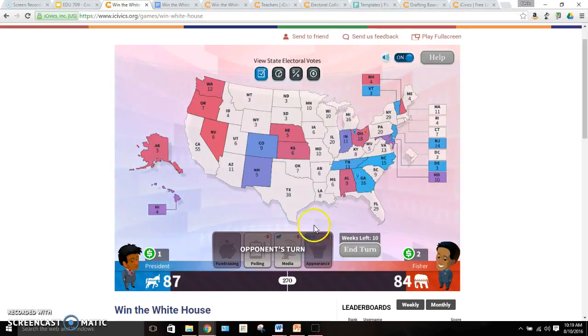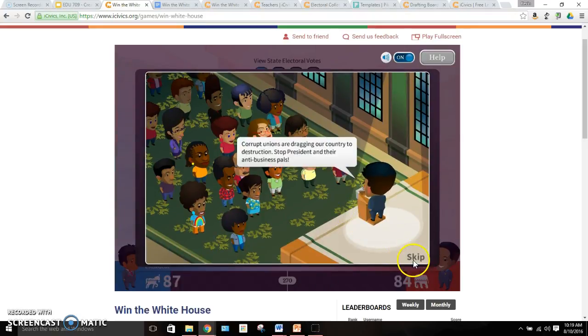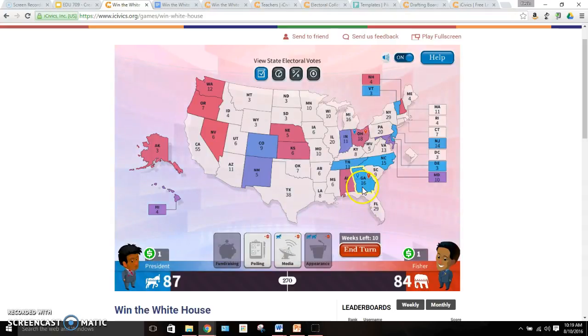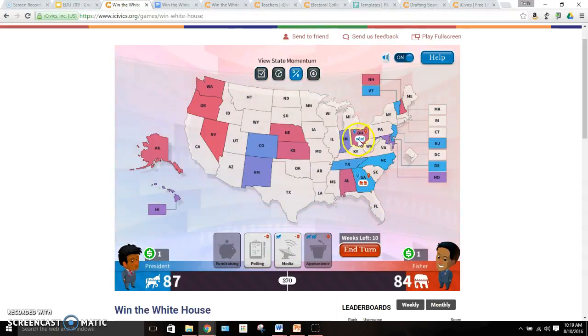Good. So basically, now they're going to do the same thing. Opponent. Oh, they're going to Georgia too. Okay, so now, if we take a look at momentum, I have 2 momentum in Ohio, he has 2 in Georgia. Basically, every turn that momentum stays the same, they'll gain support, and eventually you'll see that shift over and turn red, or turn blue in this case.